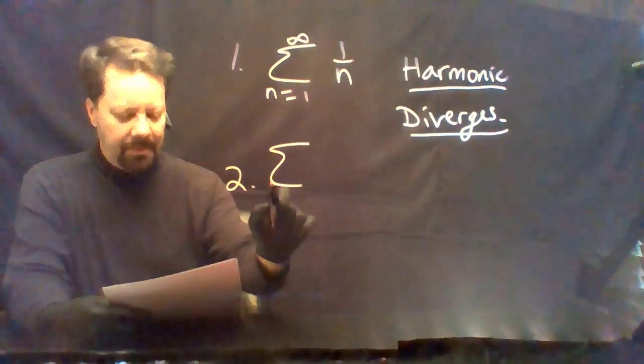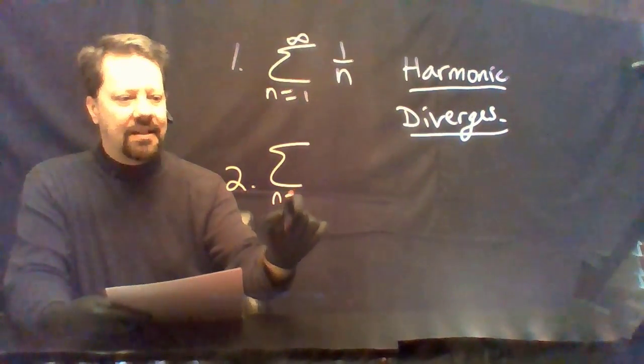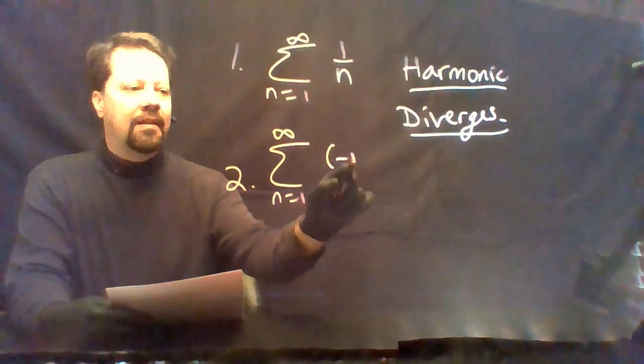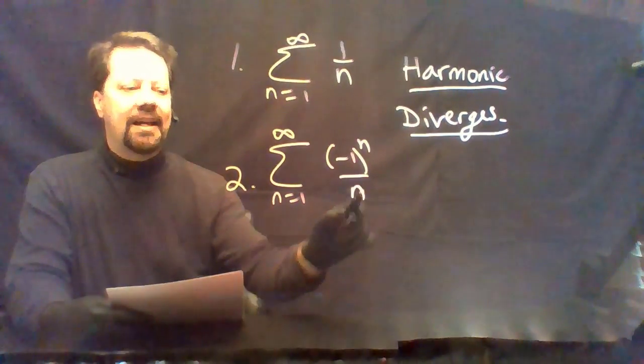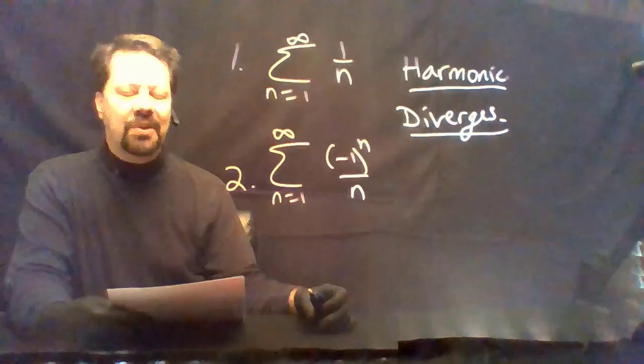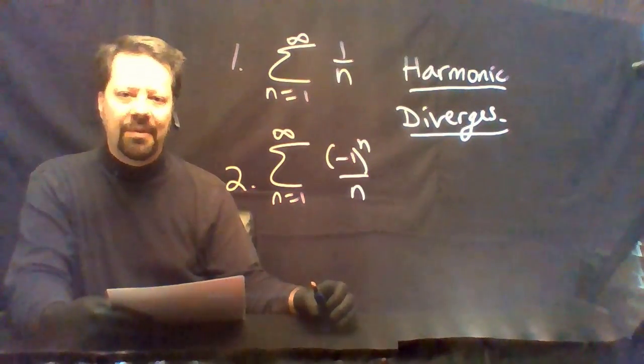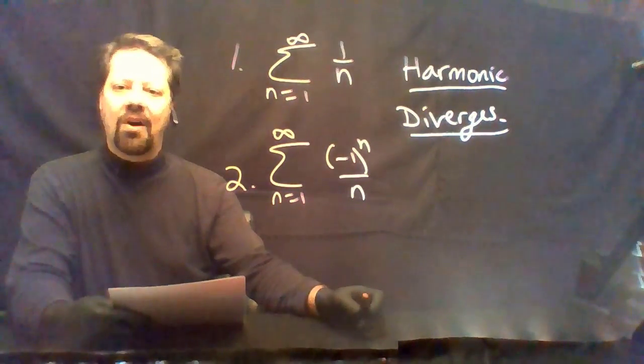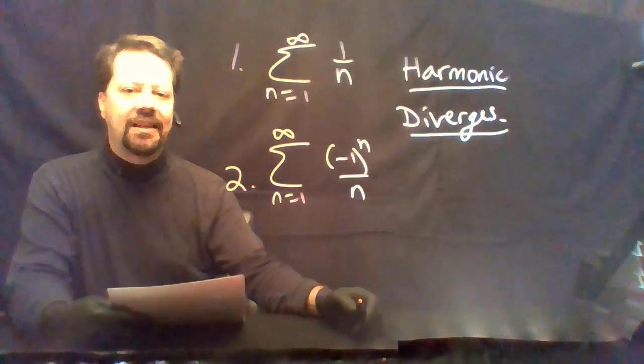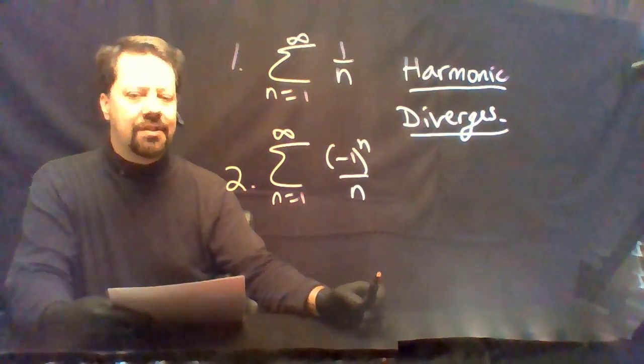The next problem is the sum, as n goes from 1 to infinity, of negative 1 to the n divided by n. Again, I don't want to see too much work on this particular problem. This is the famous alternating harmonic series, and it converges conditionally.